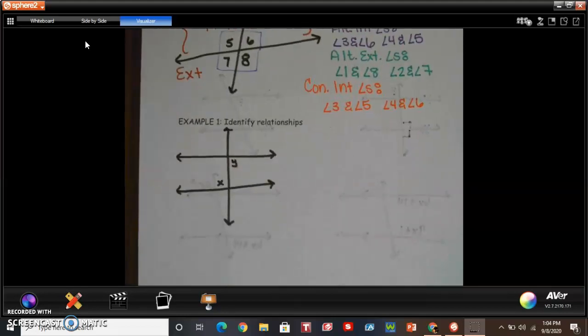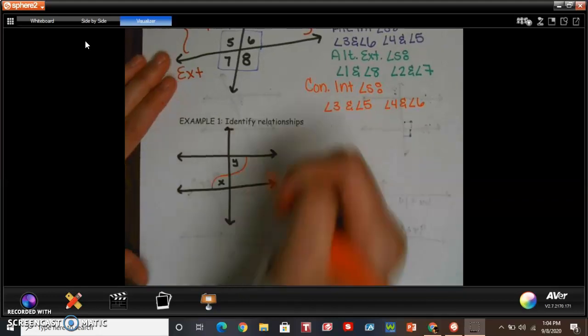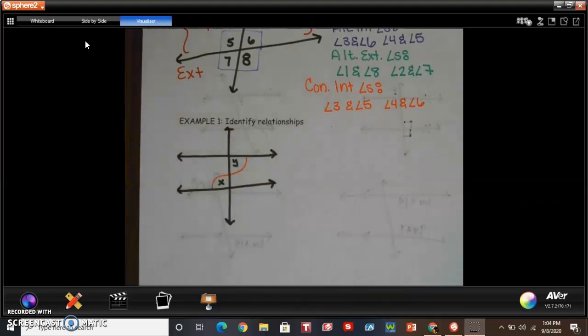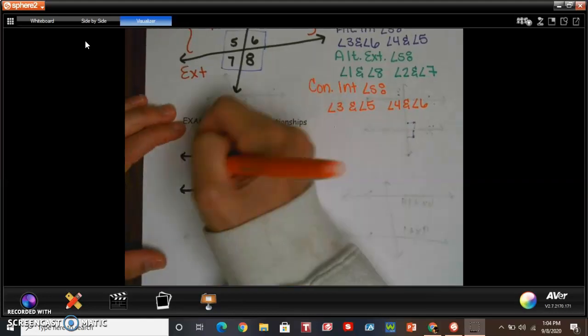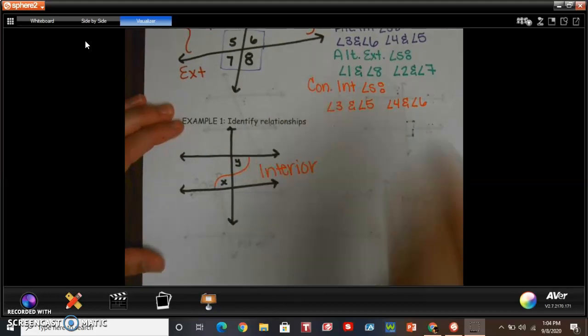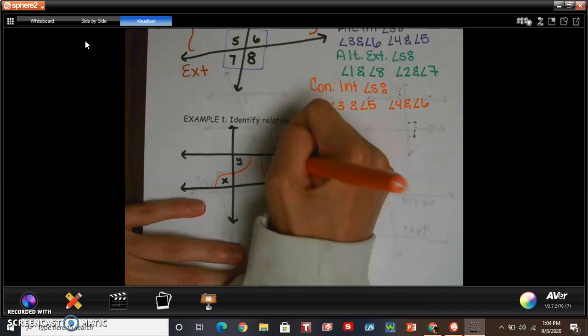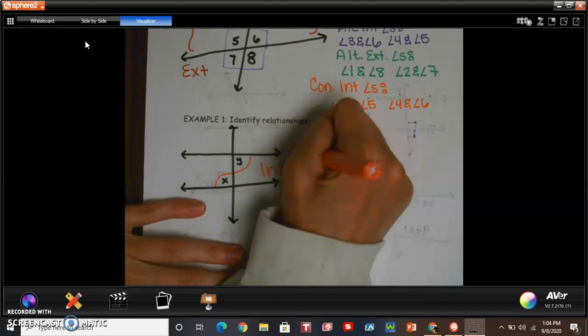Remember, I'm taking problems from your homework for your examples. So example 1 says identify the relationship. So what I like to do is I like to go ahead and just see what I'm working with. Am I working with angles that are inside or outside or both? Well, I notice these are on our interior. Okay, so the next thing I need to realize, are we alternating? Like, are we opposite? Are we on the same side? Are we consecutive? I notice they're opposite of each other, so they are alternate interior.